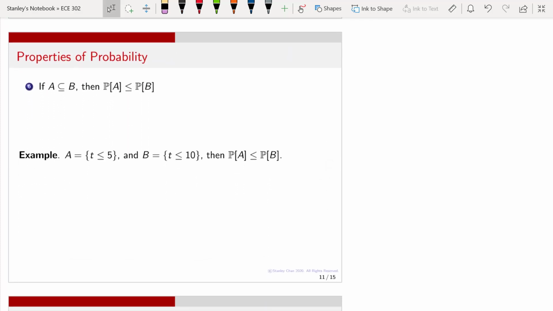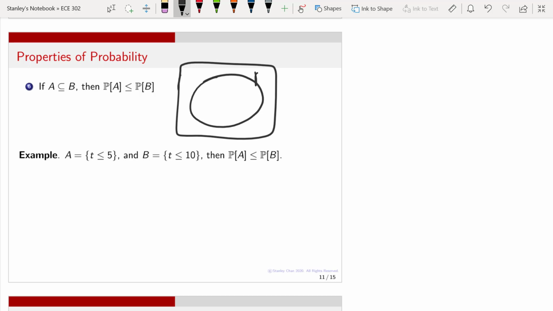The next corollary concerns the if statement. If you have event A inside B, then you want to show that the probability of A is less than or equal to the probability of B. Now, why is this true? Well, you can draw a diagram where you have two sets. This is the set B, and then here is the set A.